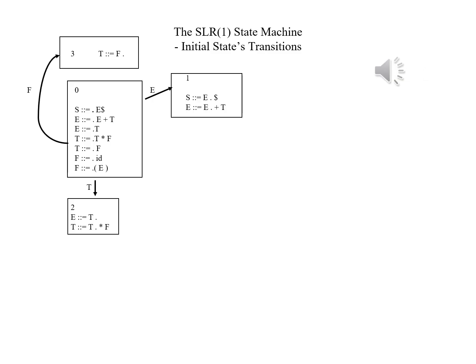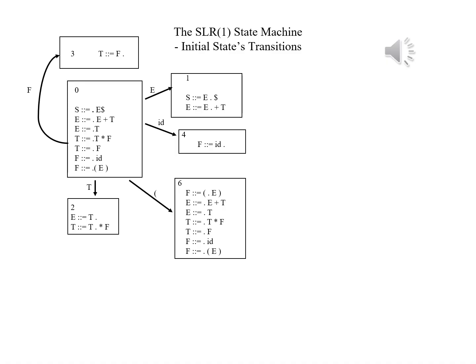On F, I go from state 0 to state 3, from T derives dot F to T derives F dot. And here I have only the one final item. On identifier, I go from state 0 to state 4, from F derives dot ID to F derives ID dot, another final item alone in its state.